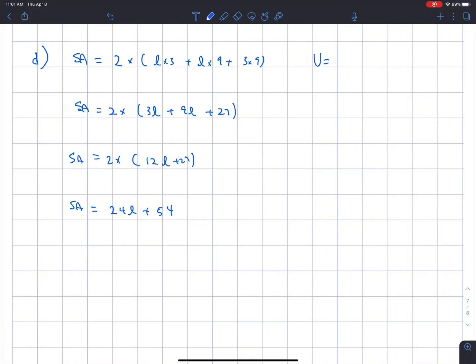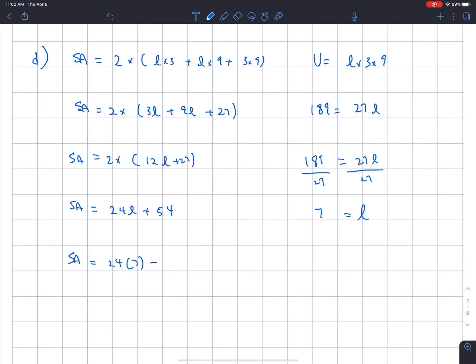The volume is length times width times height. We were told that volume is 189, and 3 times 9 is 27. So now we can just divide both sides by 27 to find L. L equals 7. So surface area is 24 times 7 plus 54. We get 222 units square, and your L will just be 7 units.